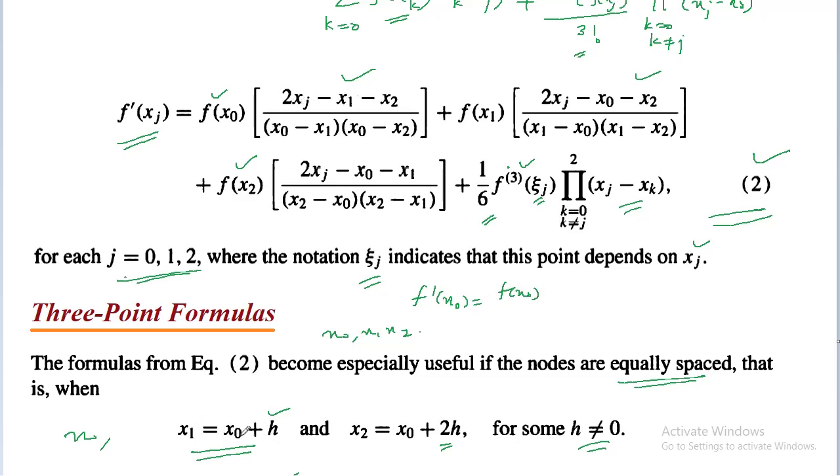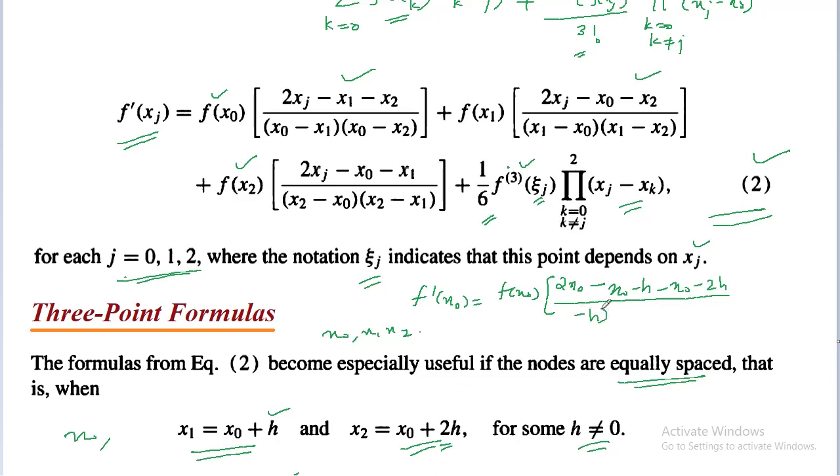We have x1 is x naught plus h. So here we have f of x naught into 2x naught, because xj is x naught, minus x1, which is x naught plus h, so minus x1 is minus x naught minus h, minus x2, where x2 equal to x naught plus 2h, so minus x2 is minus x naught minus 2h, divided by x naught minus x1. We have x1 minus x naught equal to h, so x naught minus x1 is equal to minus h.